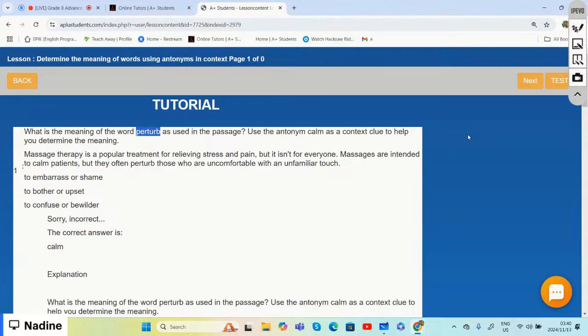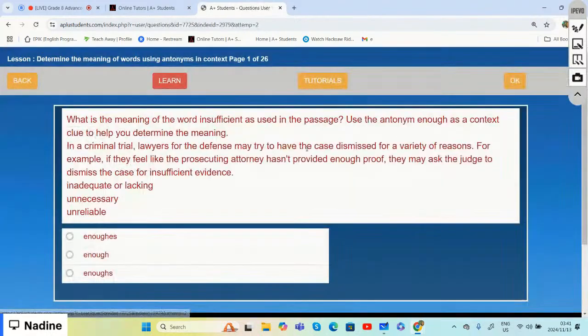because the meaning of perturb, right? It's like when you're anxious, right? You are unsettled. You are not comfortable with something. So the opposite of perturb is calm, right? It's calm. All right. So now we're going on to our test, where we are going to determine the meaning of words using antonyms in context.